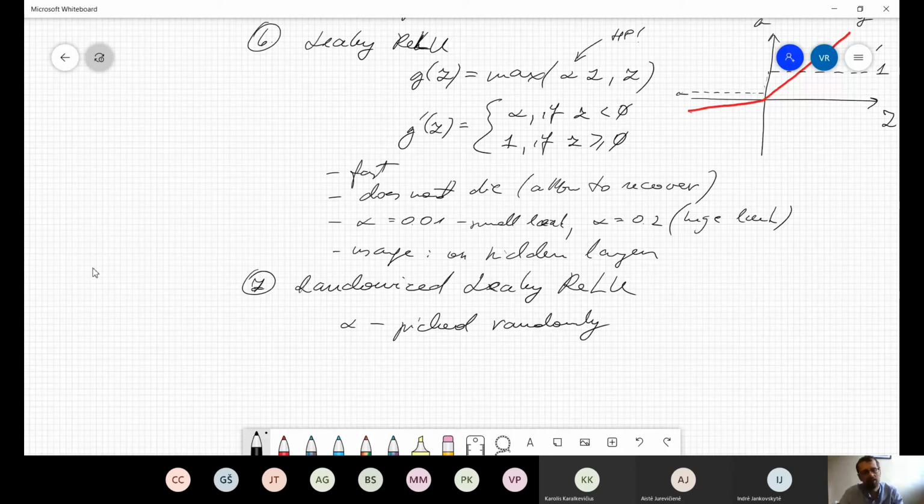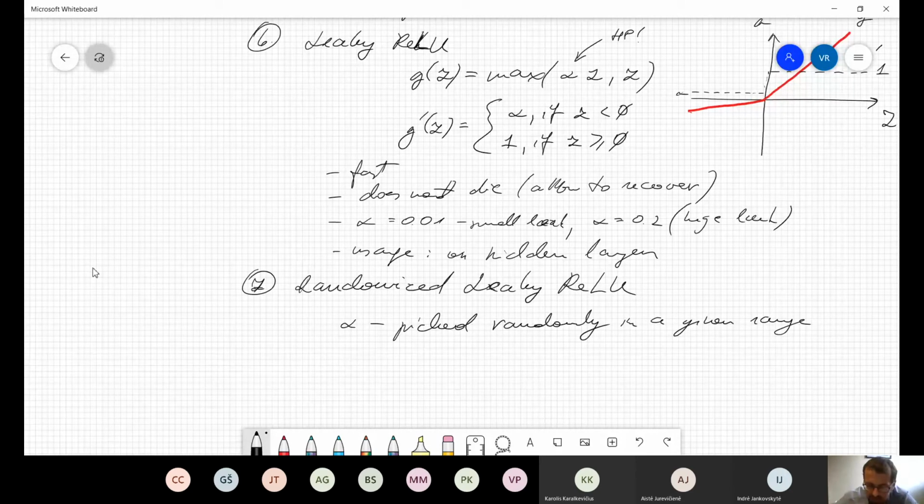So basically, the leak on backpropagation is being picked up randomly, right? In a given range. So you can pick a range, for instance, from 0.01 until 0.2, and you would like it to be random. So this gives some non-linearity to the network.